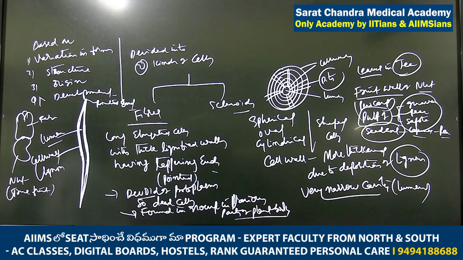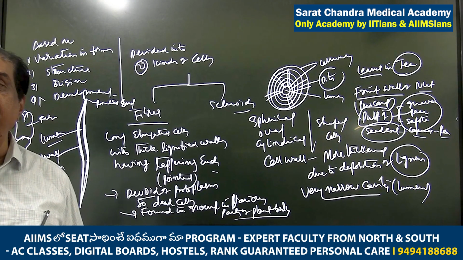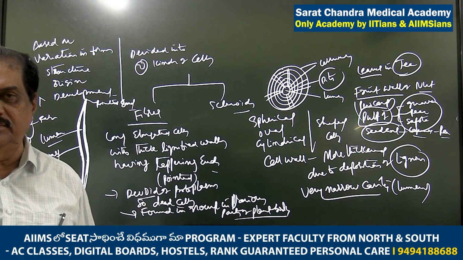The fruit wall in nut is nothing but pericarp. The pulp of fruits like guava, pear and sapota, and the seed coat of legume plants also have scleroids, and the leaves in tea plant also have scleroids.